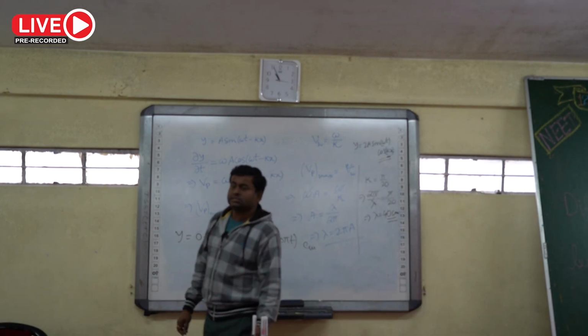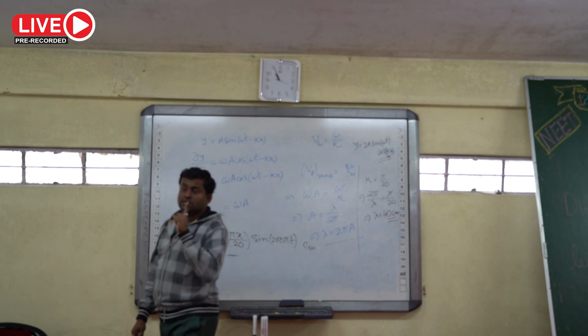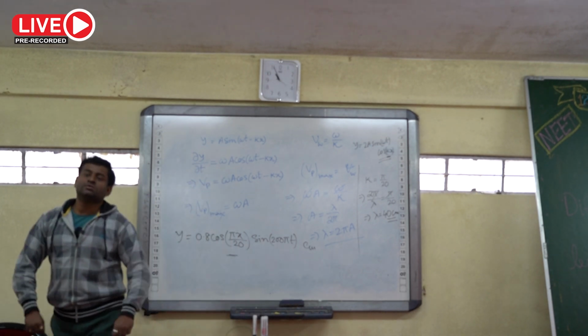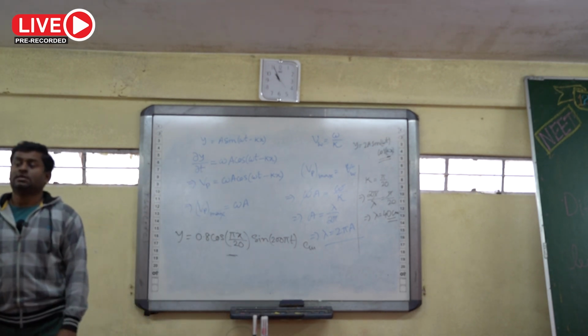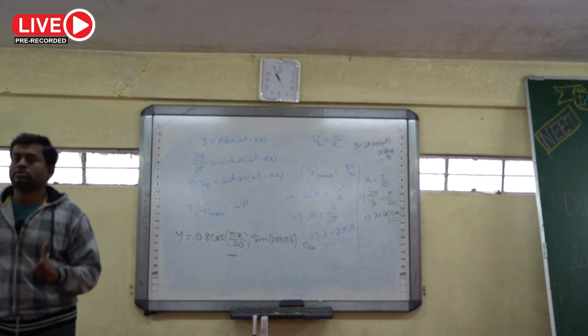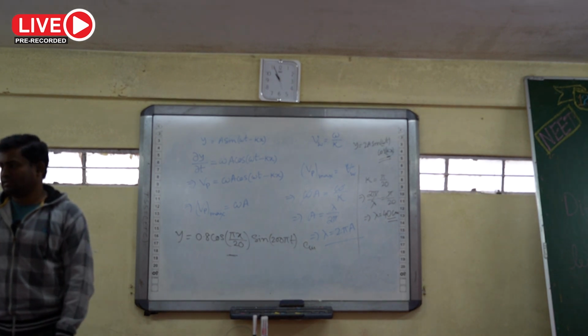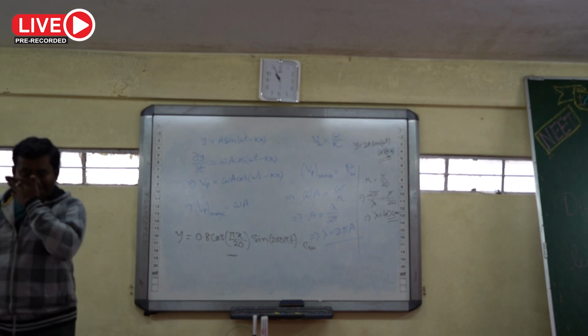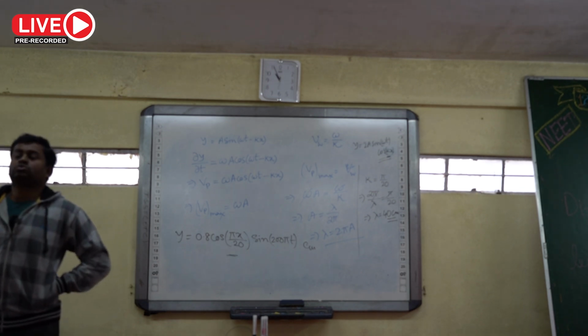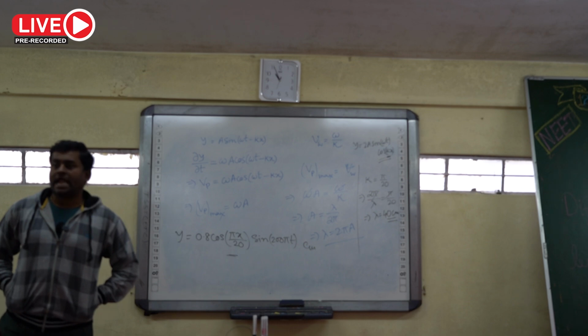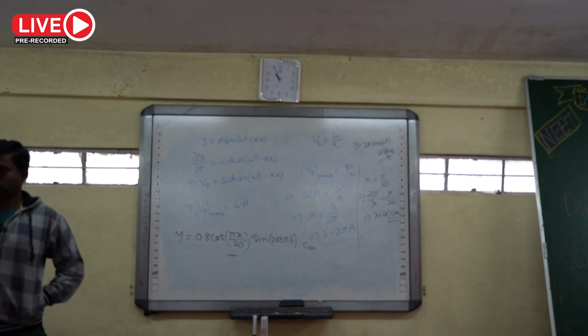Now you have to find the distance between two consecutive nodes. Two consecutive nodes differ by half of lambda. Distance between two successive nodes or two successive antinodes is lambda by 2. So the answer is lambda by 2, that is 20 centimeter.